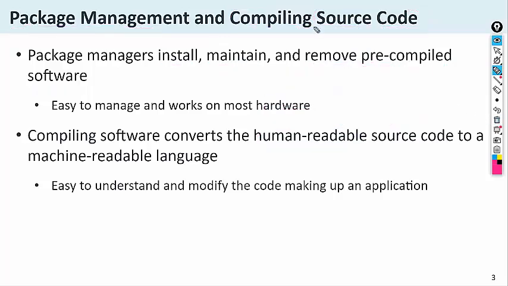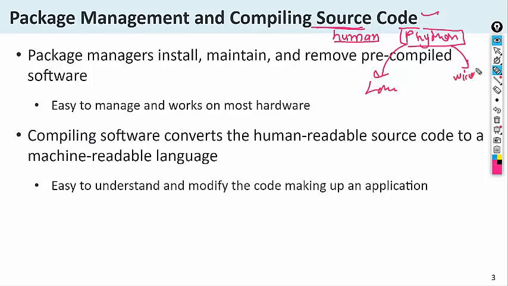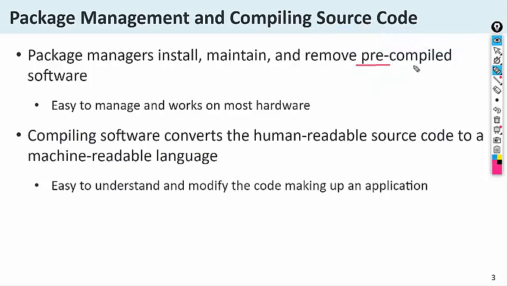So what is the source code? Source code is human readable. When you create a program in Python and upload it anywhere, this is known as source code. You can compile it for Linux and you can compile it for Windows. There is some pre-compiled software, and using this pre-compiled software is easy to manage and works on most hardware.